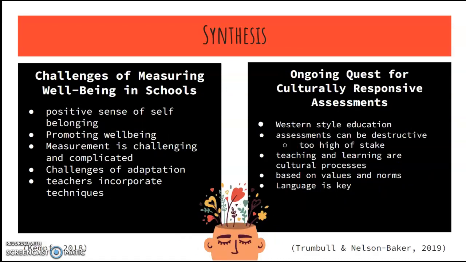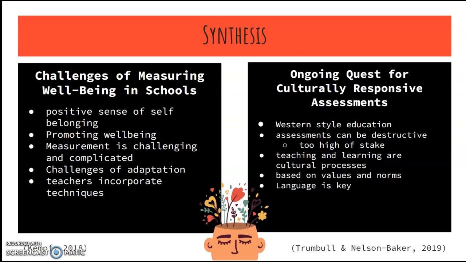So next we have challenges of measuring well-being in schools. So this is a positive sense of self-belonging, promoting a well-being, and then measuring is challenging for well-being and can be complicated. And then there's a challenge of adaptation over time with well-being. And then teachers tend to incorporate techniques of the sense of belonging within their classroom already.